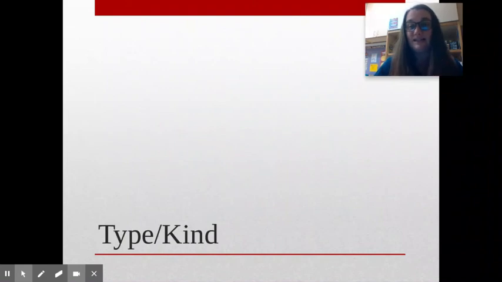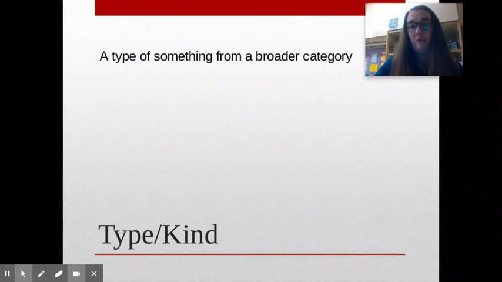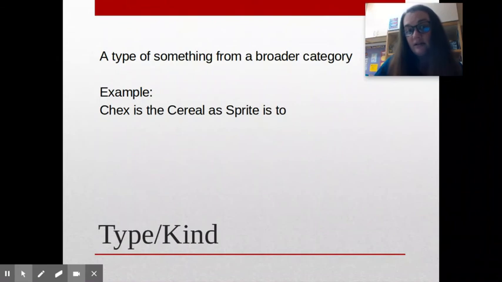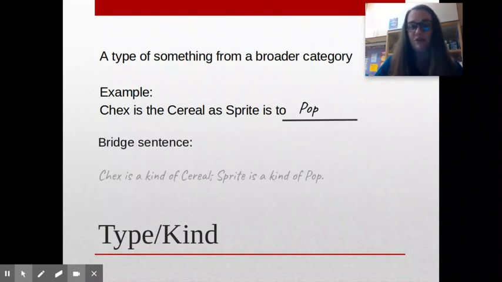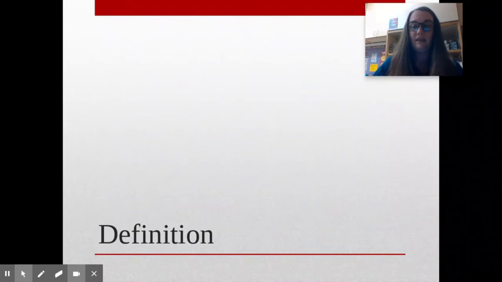Another relationship is type or kind of something, meaning a type of something from a broader category. An example here would be Chex is to cereal as Sprite is to. So Chex is a type of cereal, Sprite is a type of pop or soda. Your bridge sentence would be Chex is a kind of cereal, Sprite is a kind of pop or soda. Both would work.